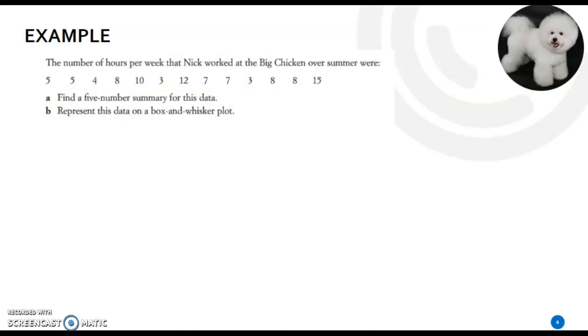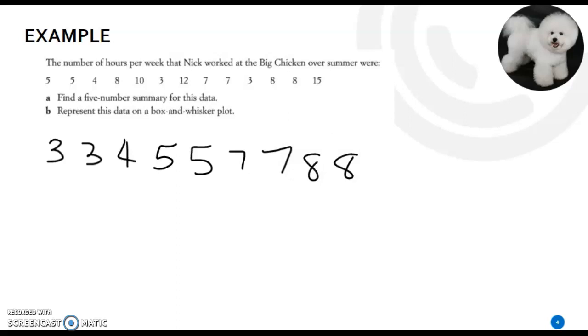So for example, we have a set of scores here which represent the number of hours that Nick worked at the Big Chicken. And they're asking us first of all to find a 5-number summary for this data. To do that, we need to first of all rewrite the scores in order. So let's do that. I've got 3, 3, 4, 5. Normally I cross these off as I'm doing it, but I didn't want to make it too messy for you guys. You won't be able to read it if I do that.